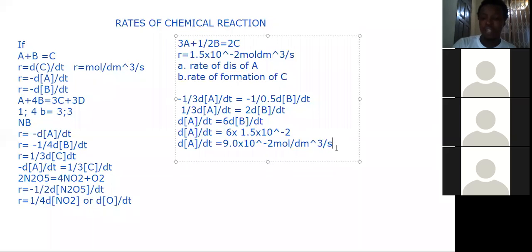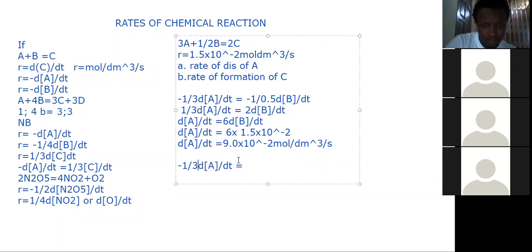Do you get it? Now we had our answer to be 9, so we can also equate A to C. Using A to C, the minus dA over dt should be equal to, but A here is 1 all over 3, so minus 1 all over 3. C will be 1 all over 2.